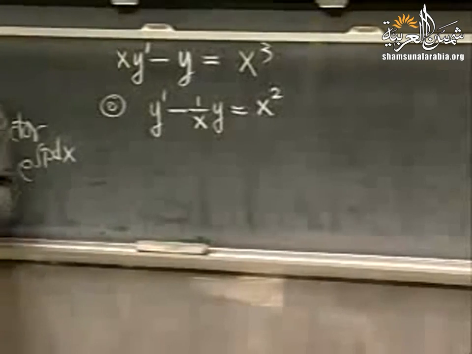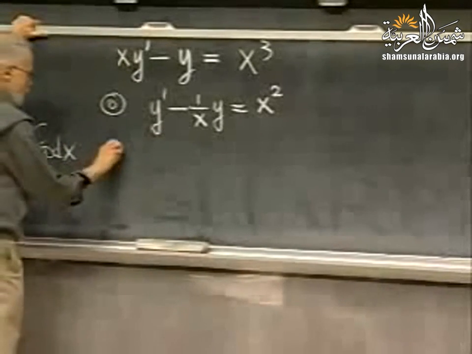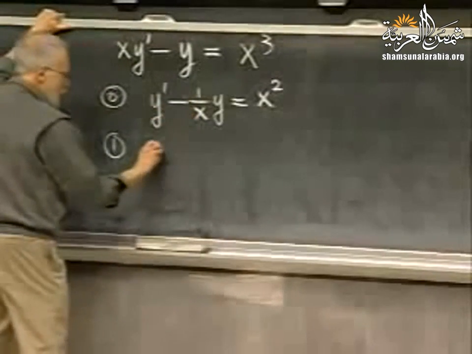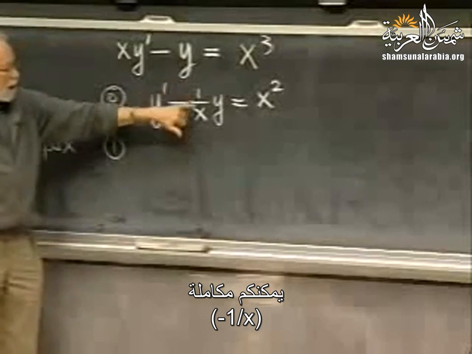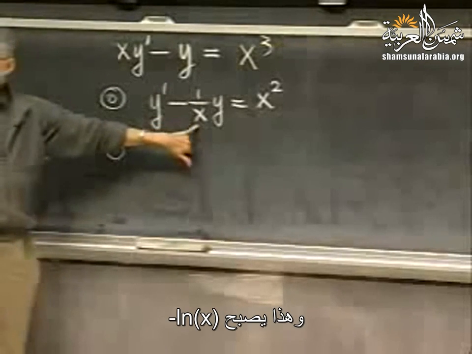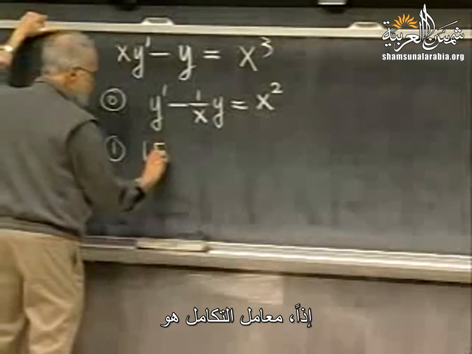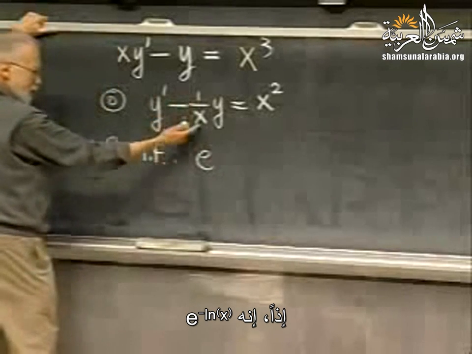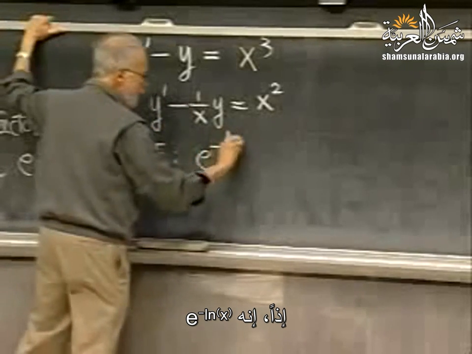There are two standard errors. Let's do the work first, and then I'll talk about mistakes. And now what? Well, we now calculate the integrating factor. I would do it in steps. You can integrate negative 1 over x, right? That integrates to minus log x. So the integrating factor is e to the integral of this dx. So it's e to the negative log x.